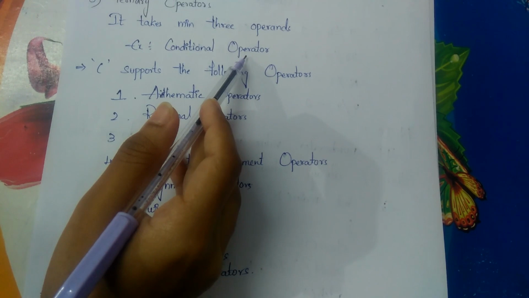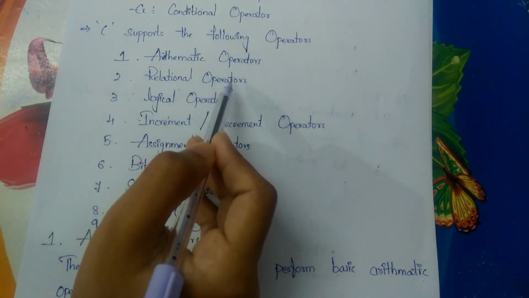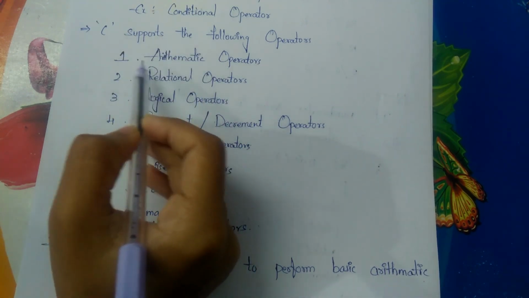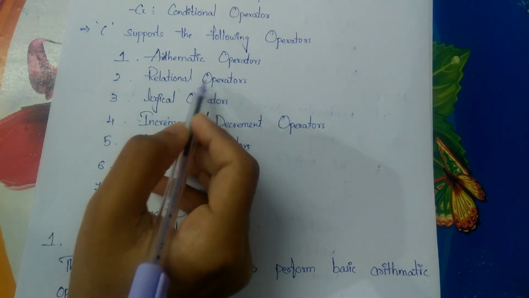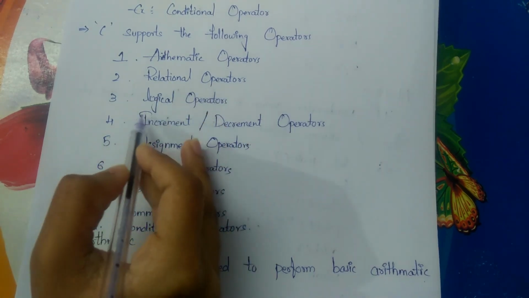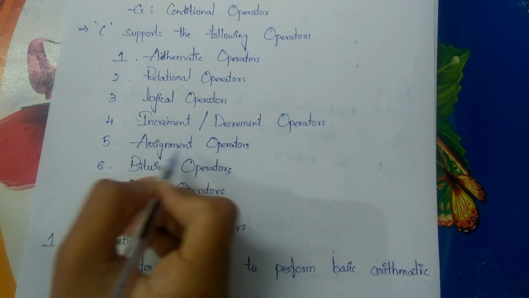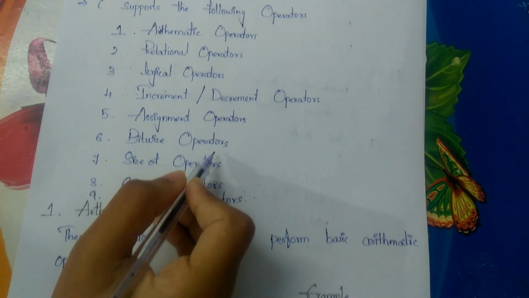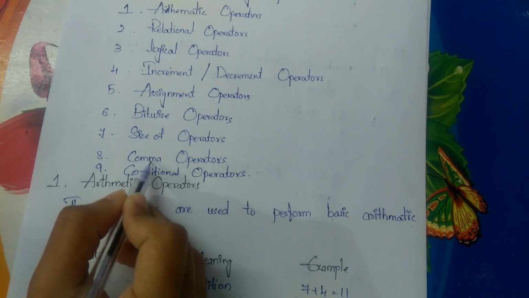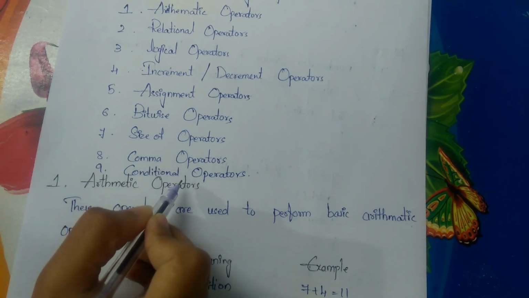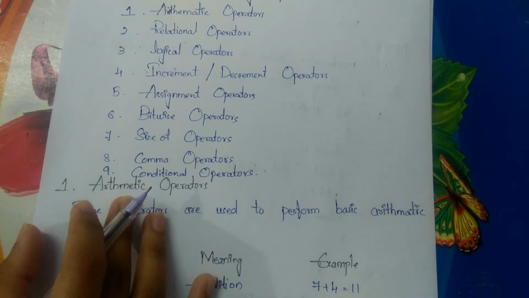Now, these operators have some types. There are nine types of operators in C. The first is arithmetic operators, second relational operators, third logical operators, fourth increment and decrement operators, fifth assignment operators, sixth bitwise operators, seventh the sizeof operator, eighth the comma operator, and the ninth is the conditional operator. We will discuss all these operators one by one.